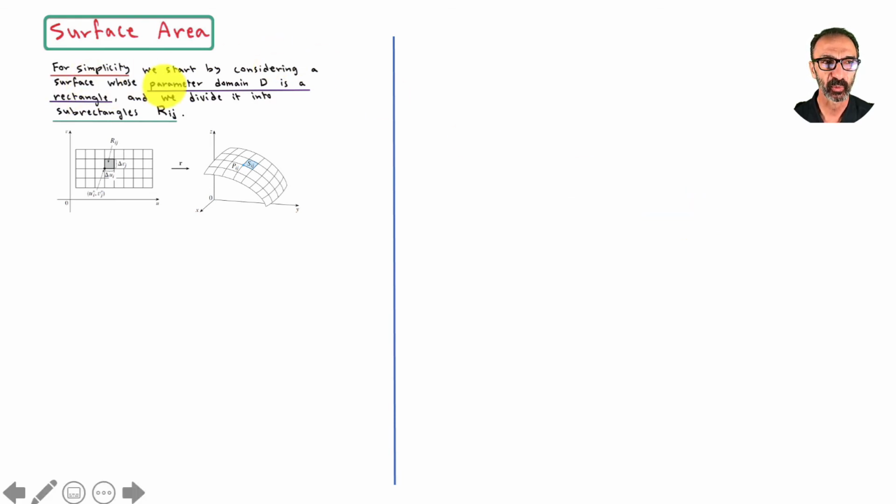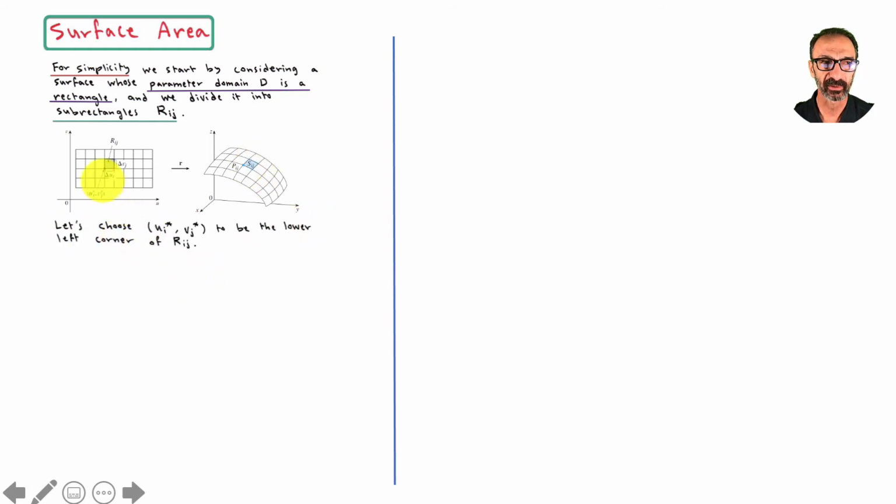For simplicity, we start by considering a surface whose parameter domain D is a rectangle. That's the easiest way that we could start. And we divide it into subrectangles R sub ij. This whole portion, I know it's small to look at, but you get the concept. So we are looking at a sample rectangle, and we are going with the vector function r from our domain, the parameters u and v, to the space xyz. This will be mapped to this blue portion.